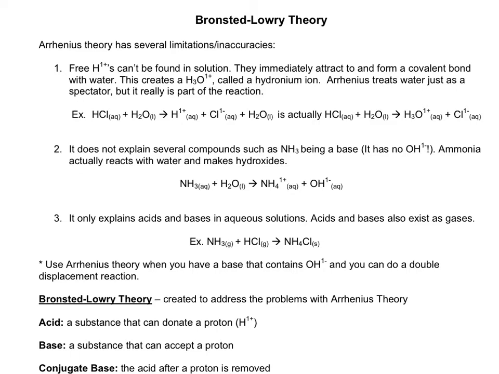Don't get me wrong, the Arrhenius theory is a pretty good theory. It explains a lot of the interactions between acids and bases. You can use Arrhenius theory when you clearly have an Arrhenius base. That means it contains OH1 minuses, and you can clearly do a double displacement reaction. When you can't do a double displacement reaction, or you don't have a clear Arrhenius base, use the Bronsted-Lowry theory.